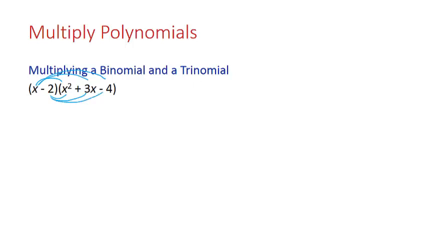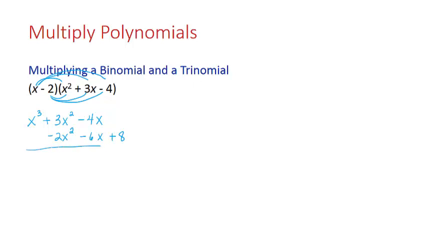So x times x squared is x cubed. X times 3x is 3x squared. X times negative 4 is minus 4x. Now we distribute negative 2. Negative 2 times x squared is negative 2x squared. Negative 2 times 3x is negative 6x. And negative 2 times negative 4 is plus 8.